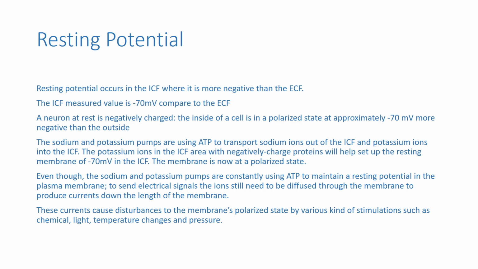Even though the sodium and potassium pumps are constantly using ATP to maintain a resting potential in the plasma membrane, to send electrical signals, the ions still need to be diffused through the membrane to produce currents down the length of the membrane. These currents cause disturbances to the membrane's polarized state by various kinds of stimulation, such as chemical, light, temperature changes, and pressure.